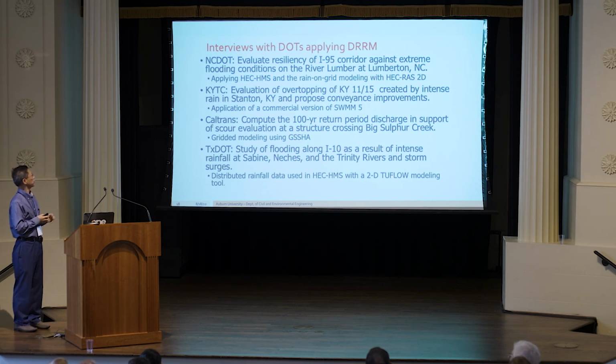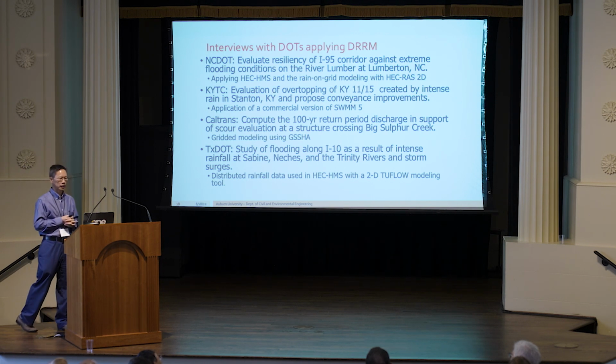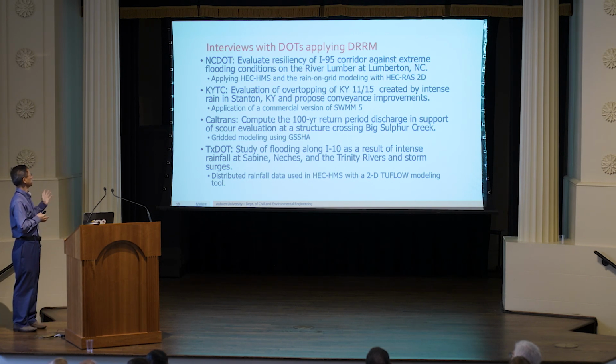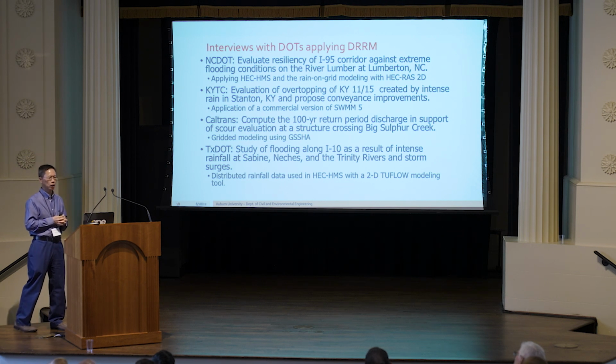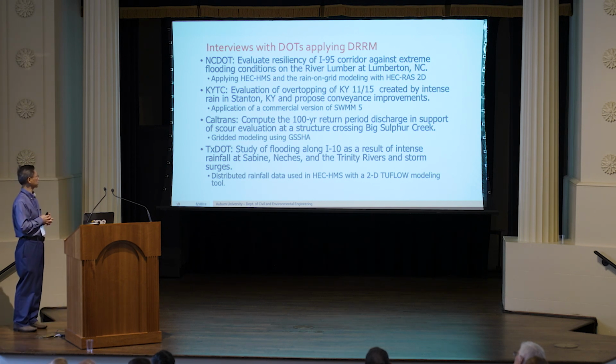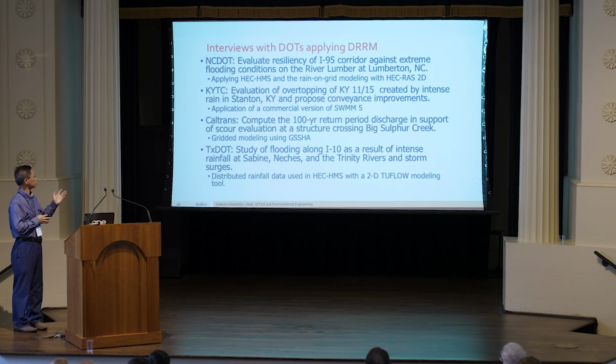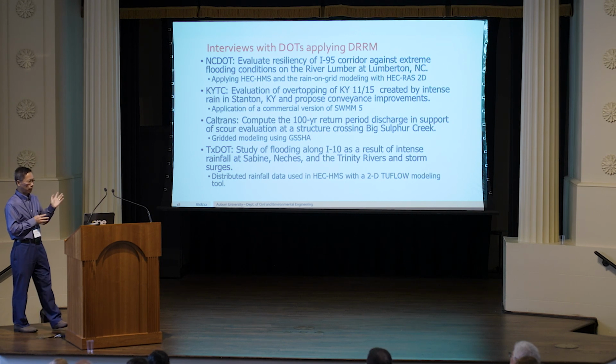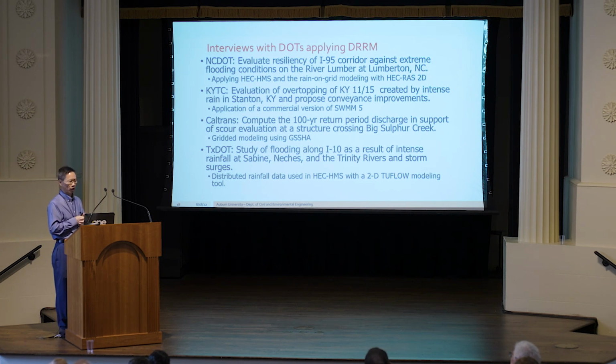Kentucky evaluated overtopping of KY 1115 created by intensive rainfall in Stanton, Kentucky. So they proposed a conveyance improvement. They basically use SWMM for different scenarios and different types of rainfall. Caltrans computed a 100-year return period discharge in support of scour evaluation. For scour, you need the flow as input for structural crossings. They use a gridded modeling model, GISHA, to verify some of the results.